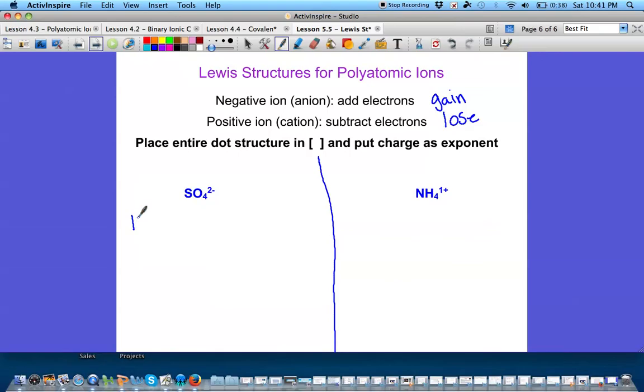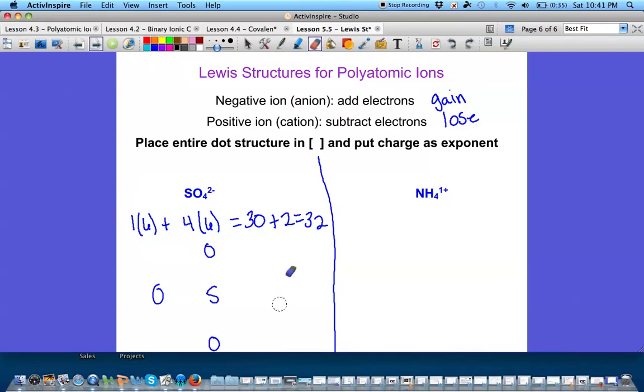So here we have 1 sulfur. Sulfur has 6 valence electrons. We have 4 oxygen. Oxygen has 6 valence electrons. 4 times 6 is 24, plus 6 is 30. We have a negative charge, so we're going to add 2 electrons to our total to get a total of 32 electrons. Sulfur is going to go in the center because it has the least number of atoms.